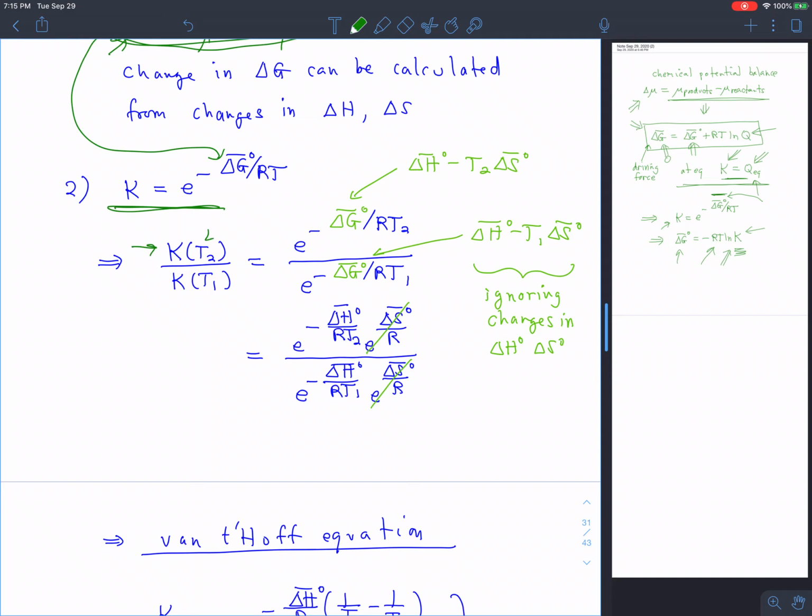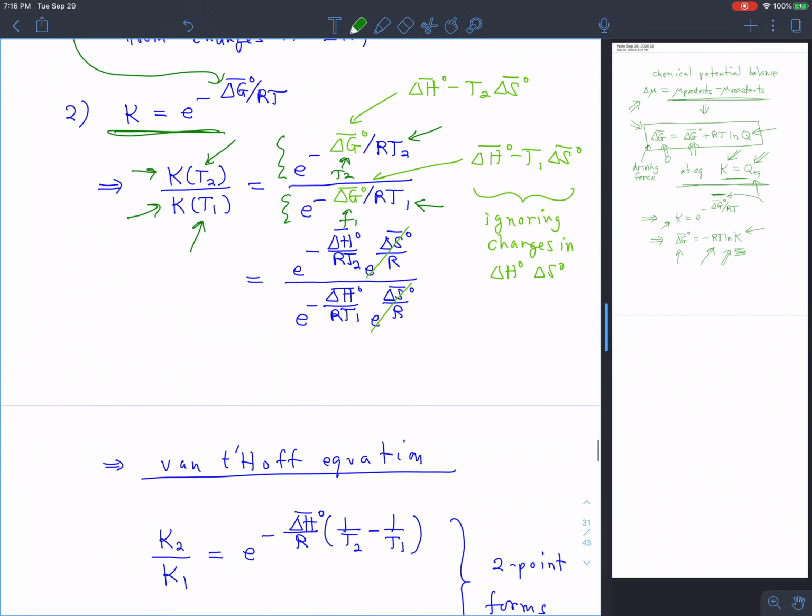K at temperature T2, our final temperature, divided by K at temperature T1, our initial temperature, using the definition of the equilibrium constant, is equal to e to the minus delta G at the final temperature, divided by e to the minus delta G at the initial temperature. Now remember, this one has to be at T2, and this one has to be at T1, so these two delta G's aren't the same.